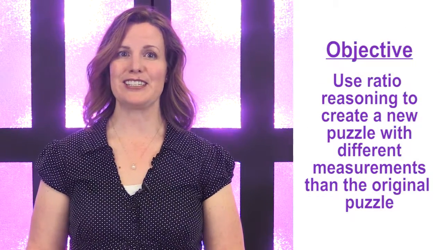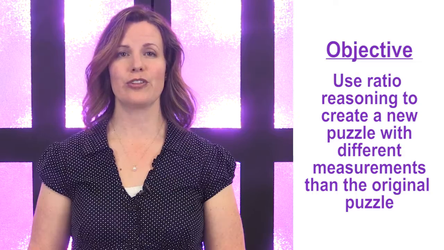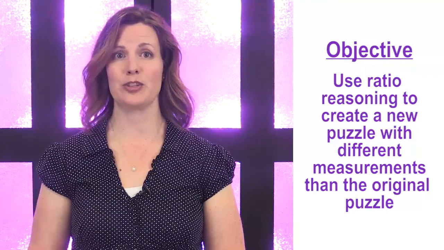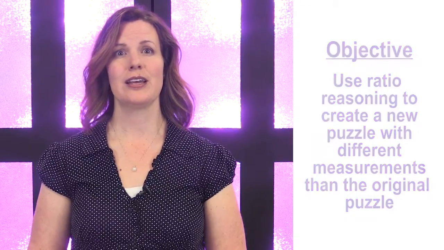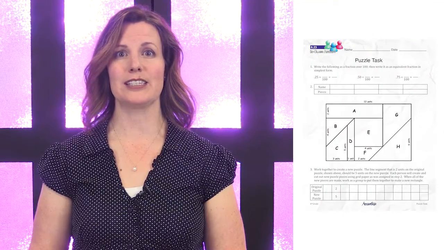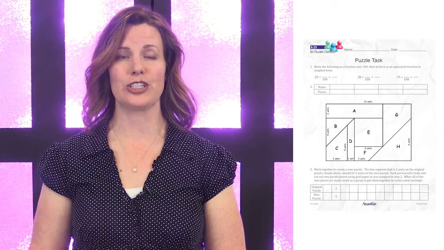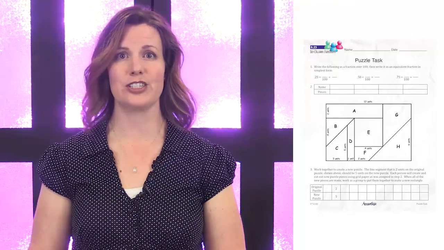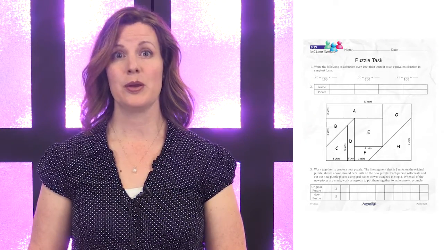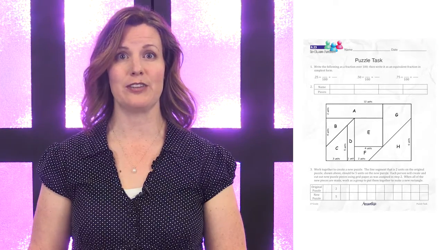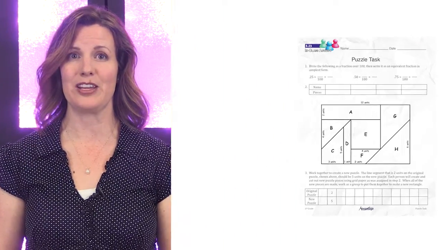The objective of this lesson is to use ratio reasoning to create a new puzzle with different measurements than the original puzzle. This task is meant to be completed as a small group task in which students will work together to find solutions and justify their strategies and solutions to their team members. Previous lessons in this chapter presented various strategies that students might use.